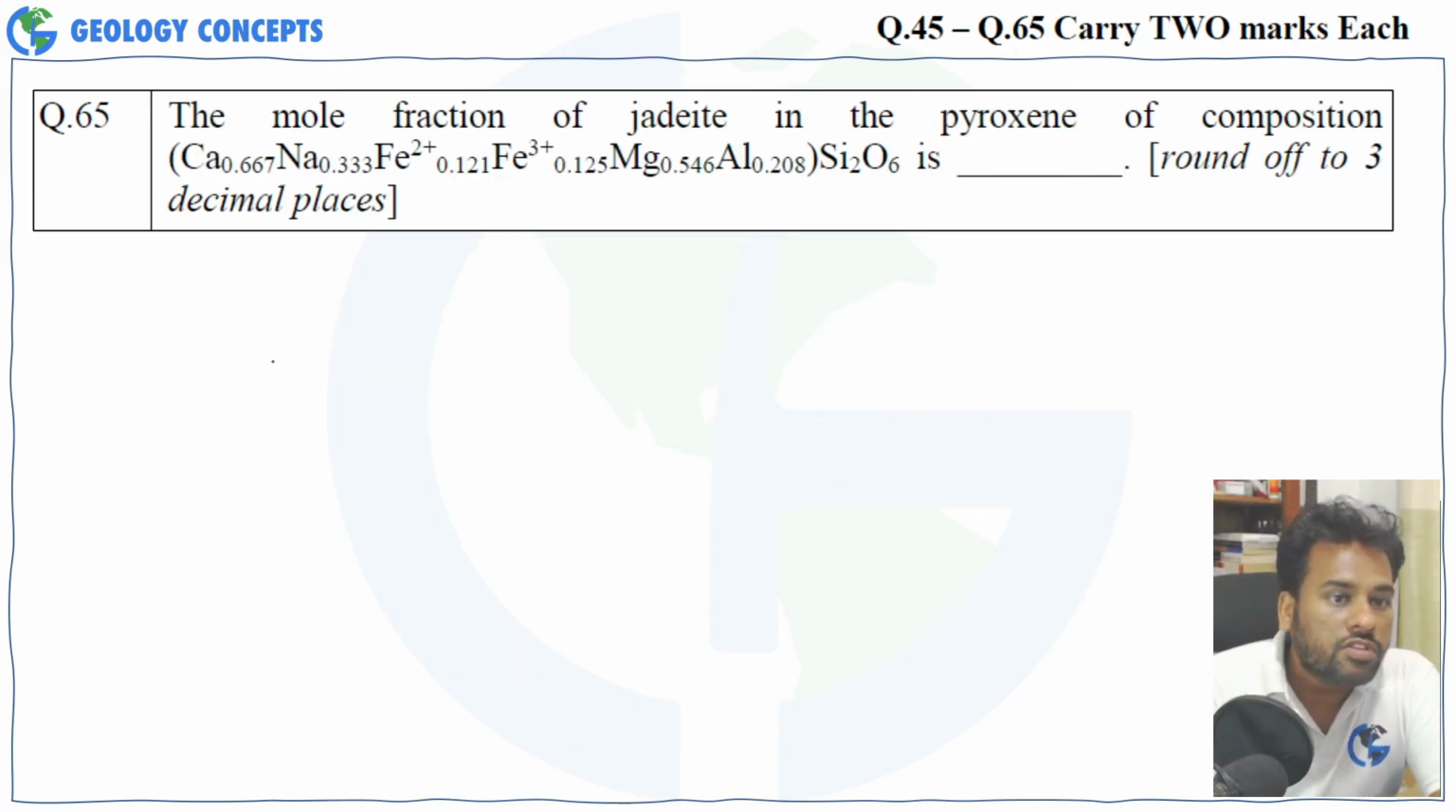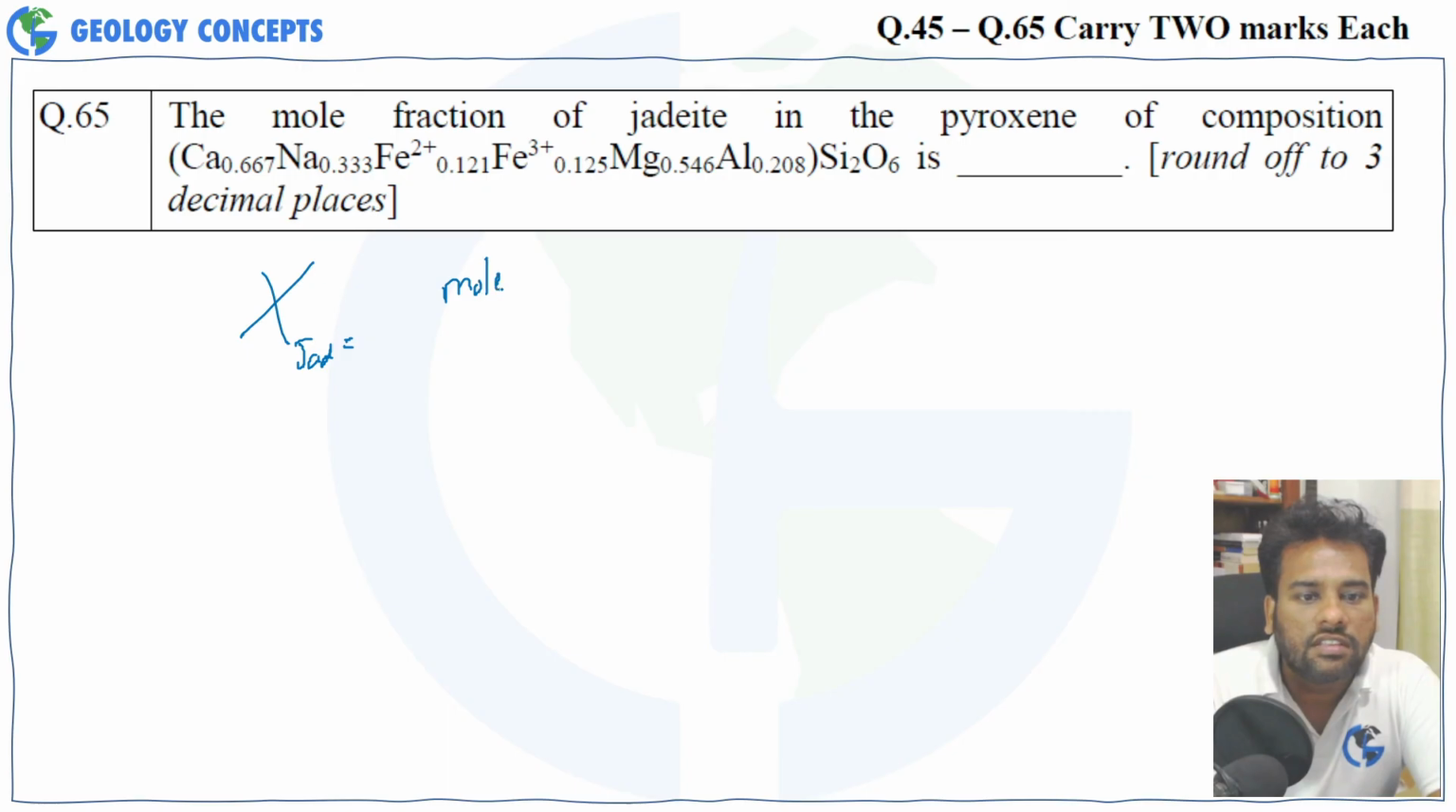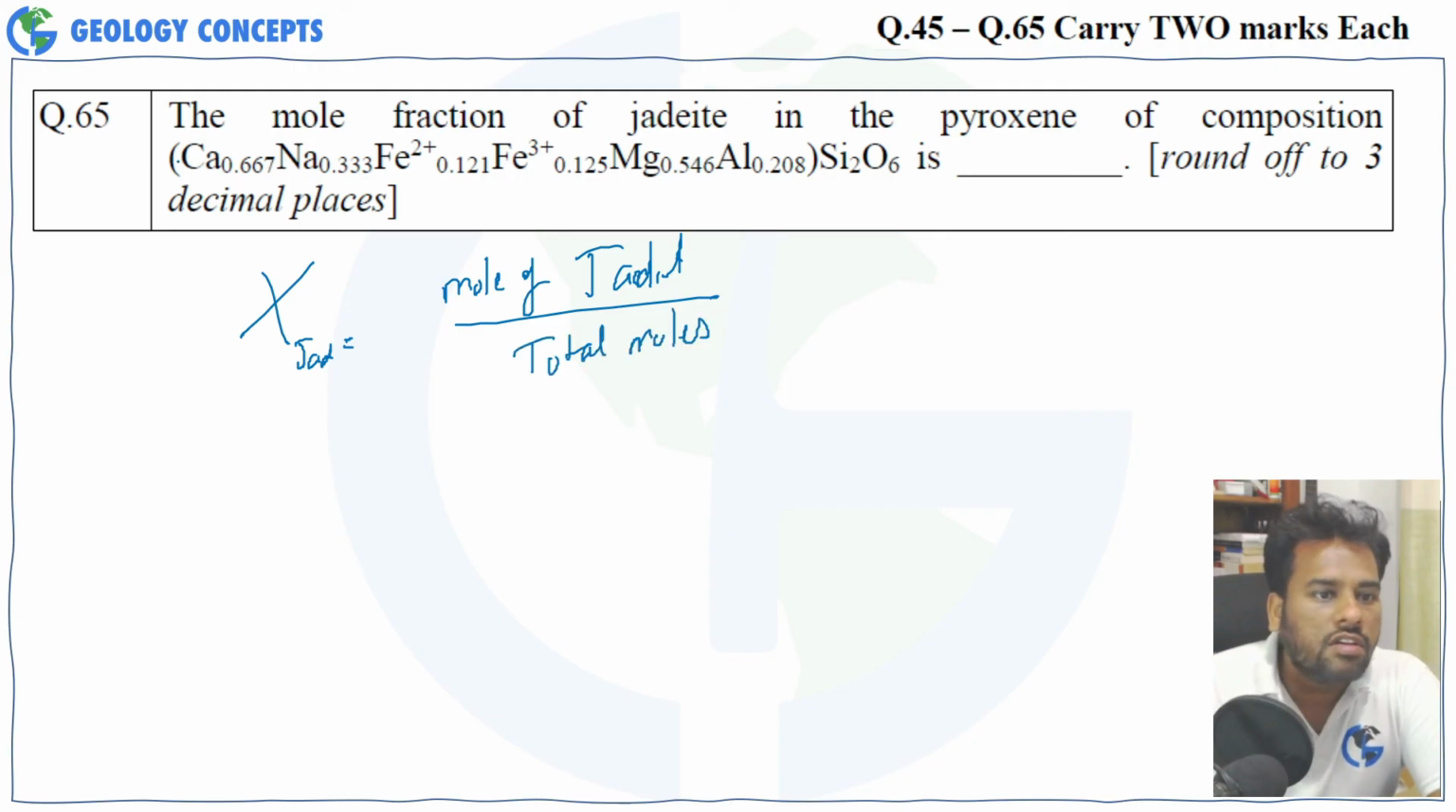Okay. Coming to question number 65, the mole fraction of jadeite in pyroxene. So mole fraction of jadeite is defined as moles of jadeite divided by total number of moles, right? So if we take 1 mole of this whole thing, this whole Ca 0.67 Na, and so on, let's say it is 1 mole. So whatever is the moles of jadeite in it, that will be the mole fraction, because the denominator becomes 1. So we have to just calculate the moles of jadeite.